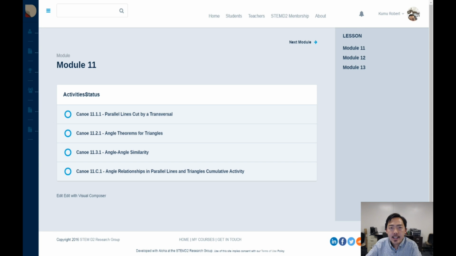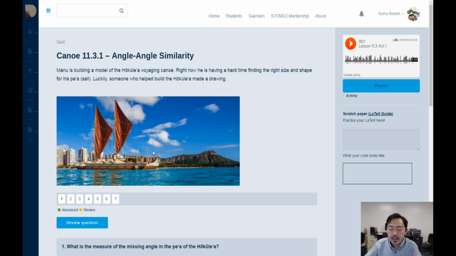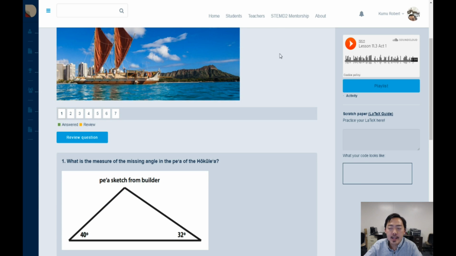Welcome back. The next activity that we'll be talking about is Canoe 11.3.1. In this activity, Manu is making a model of the Hokulea, which is this amazing voyaging canoe. Right now, Manu is trying to make a pe'a, or a sail, for his model of the Hokulea. He wants to make sure the angles are exactly perfect. Luckily, he got a sketch from a builder that worked on the Hokulea.